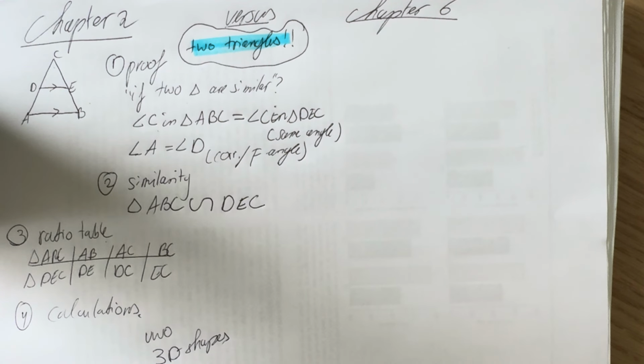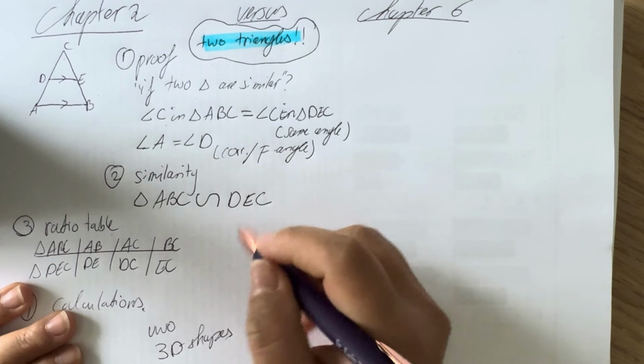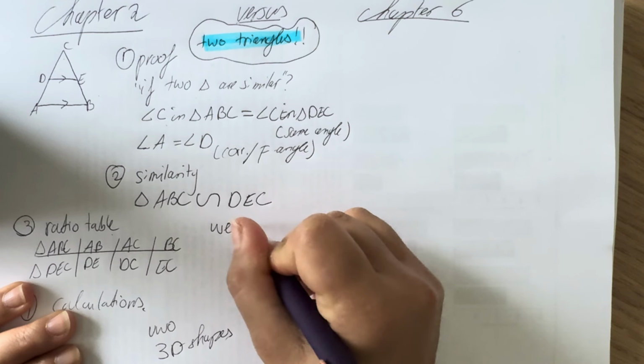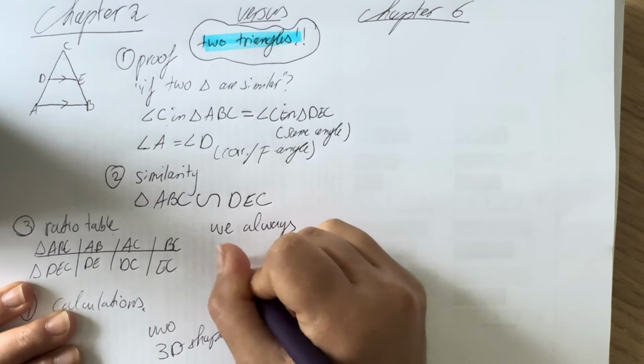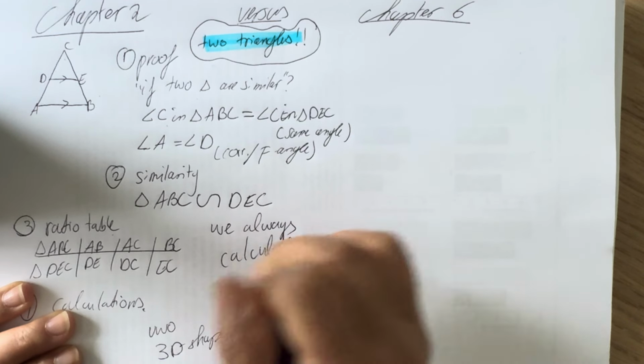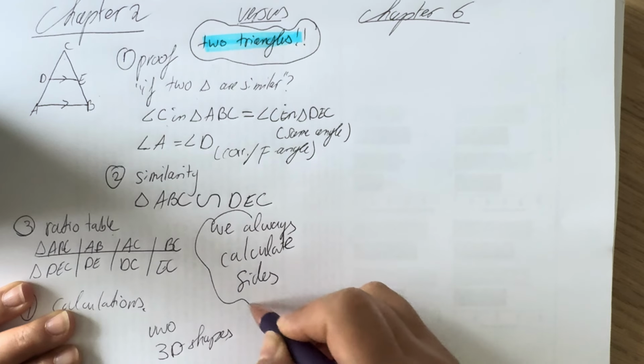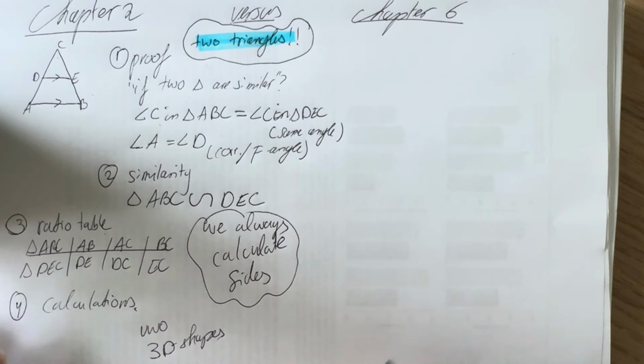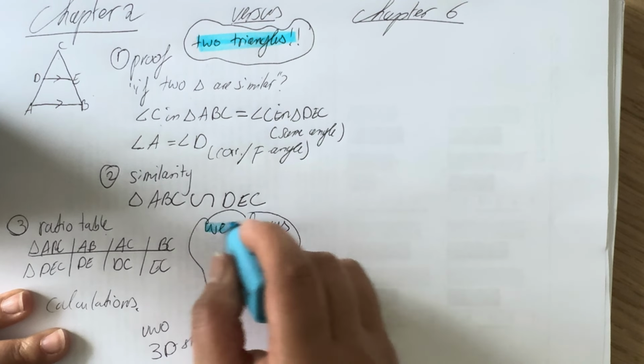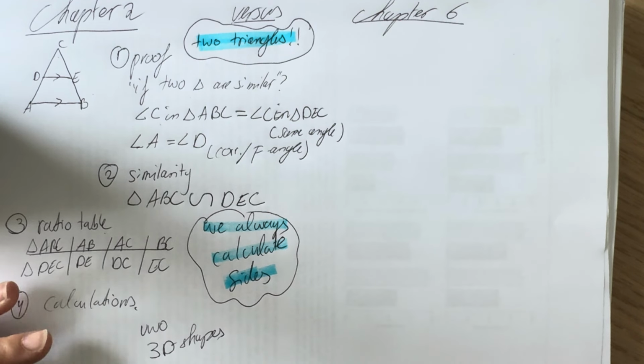So we always have two triangles. And what we want in chapter 2 is we always calculate. What are we calculating here? Sides. Until now, you've always calculated sides. If it was with Pythagoras or with the similarity, you did sides.